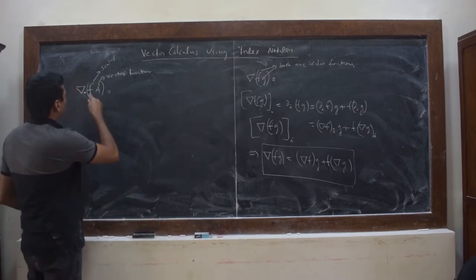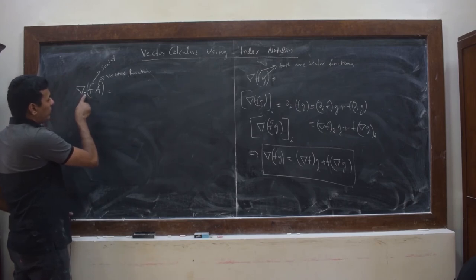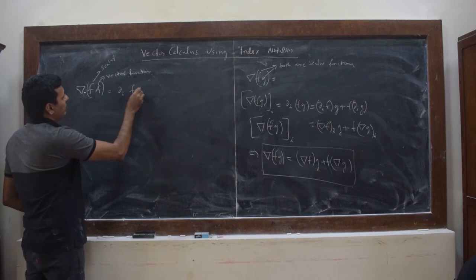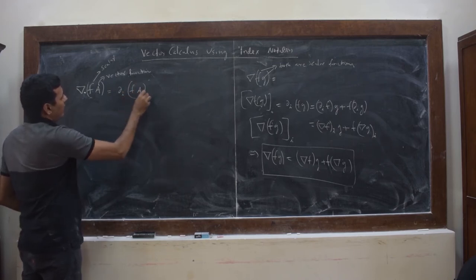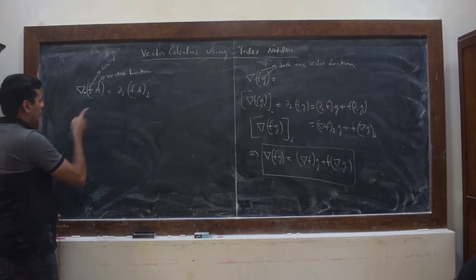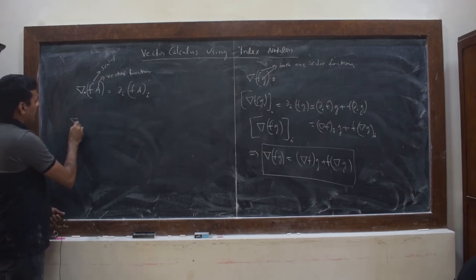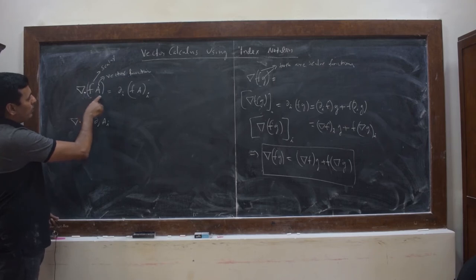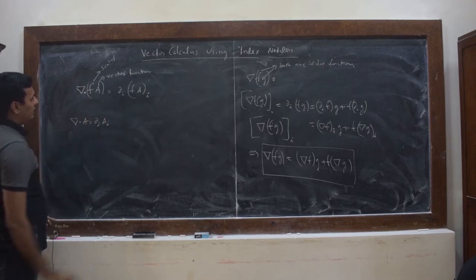So if you wanted to evaluate the divergence of this quantity, it's going to be del_i of (f a), whose ith component. Again I say that del dot a is del_i a_i. Here you usually use del_i, and then you are talking about the ith component of f a.